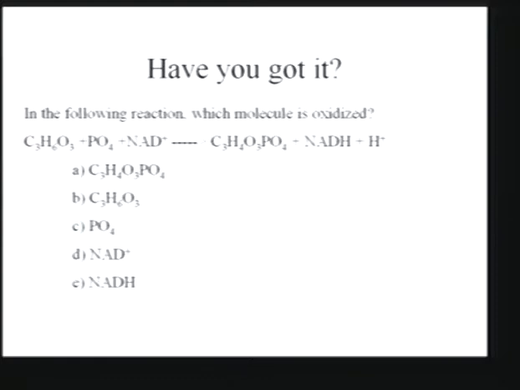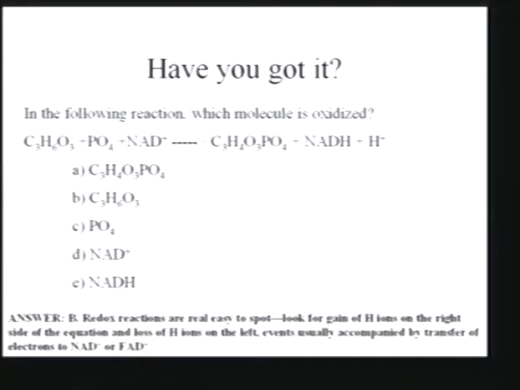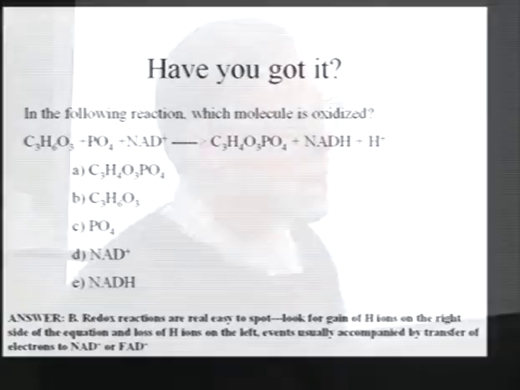All right? So we know that molecule B is the one that was oxidized. Okay? 2 electrons were pulled away from it. We know that because those 2 hydrogen ions were pulled away, and we see a reduction on the other side.